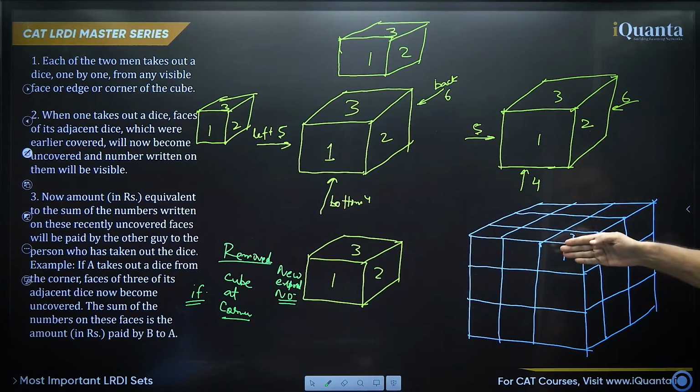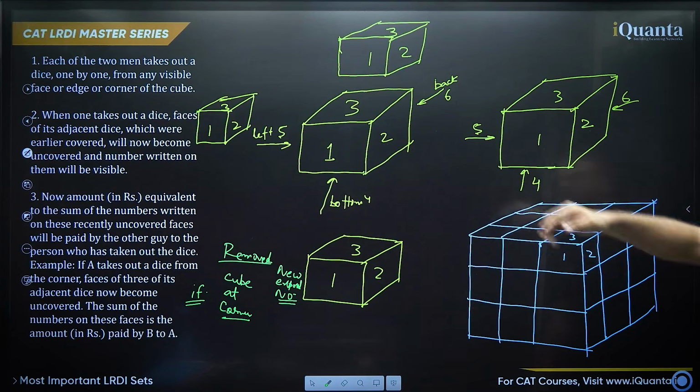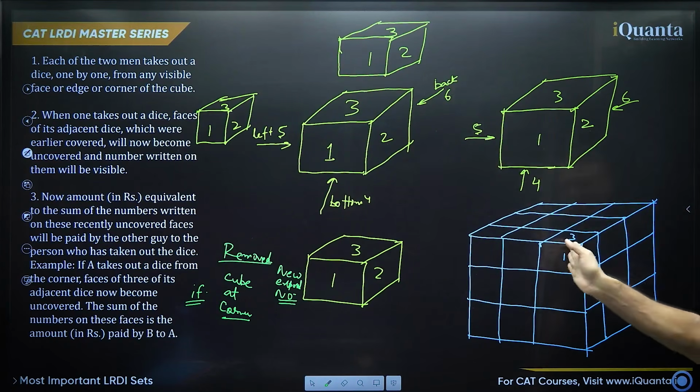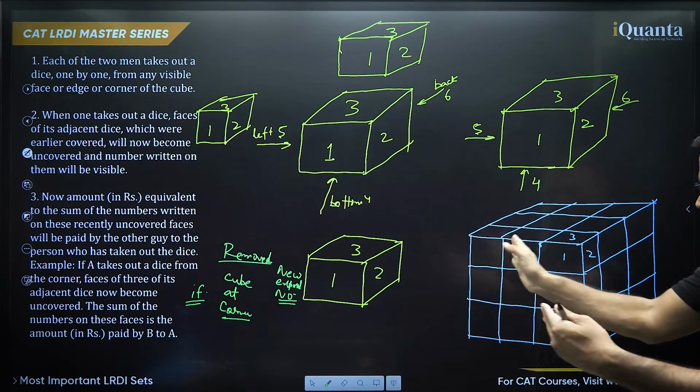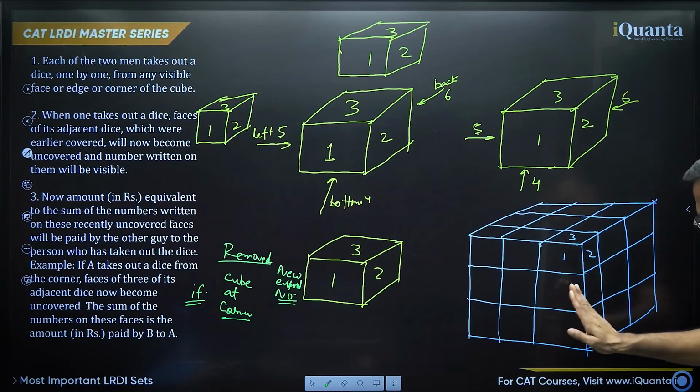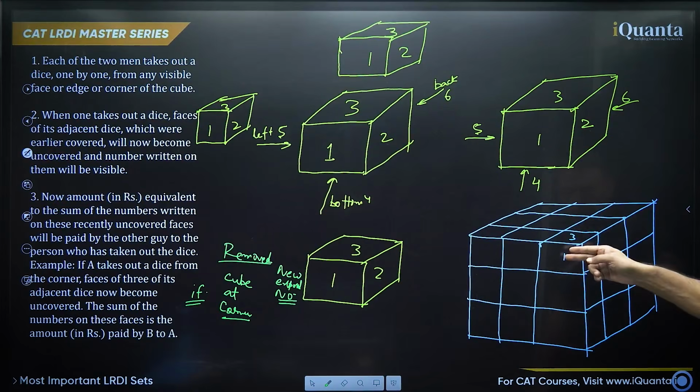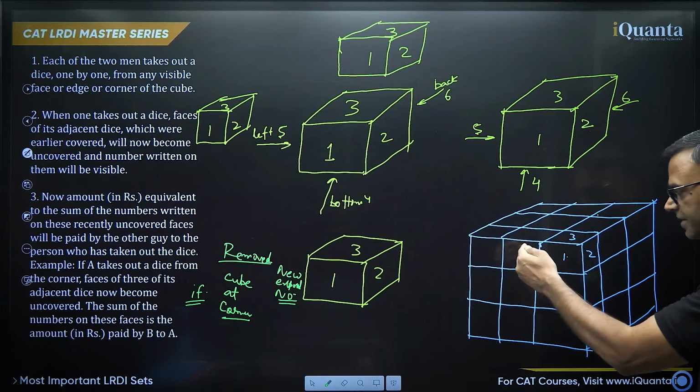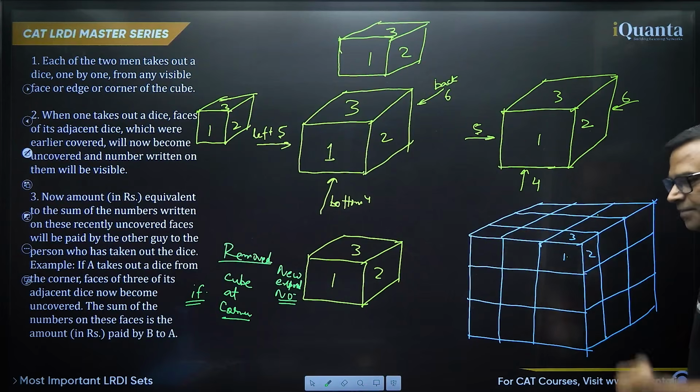For the back one, 1 will be visible. For this side, the left side, 2 will be visible. And for the bottom one, the cube below this, the top of this will also be 3. Try to understand that. The cube behind this, I'm removing this corner one. So the cube behind this is going to have 1 in the front. The cube on the left of this is going to have 2 on the front.